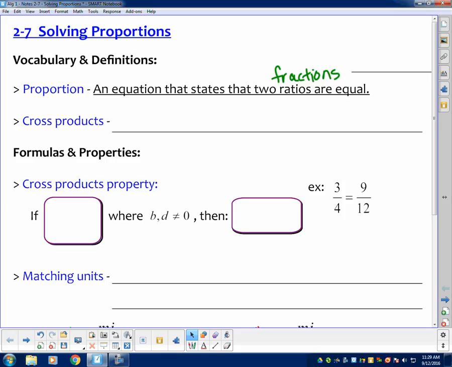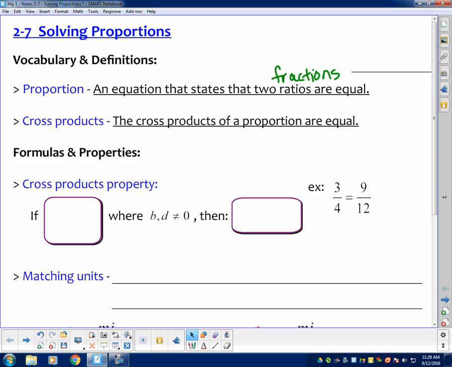Product means what operation? Multiply. Okay, so cross product just means that we're cross multiplying.